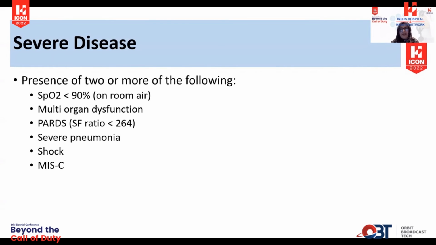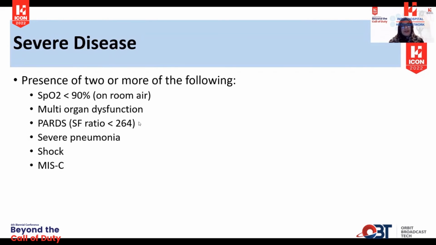These criteria were based on what was done internationally. As you can see, we categorized the disease as severe if there were 2 or more of the following manifestations present: SpO2 less than 90% in room air, presence of multi-organ dysfunction or pediatric acute respiratory distress syndrome, presence of severe pneumonia, shock, or MIS-C.